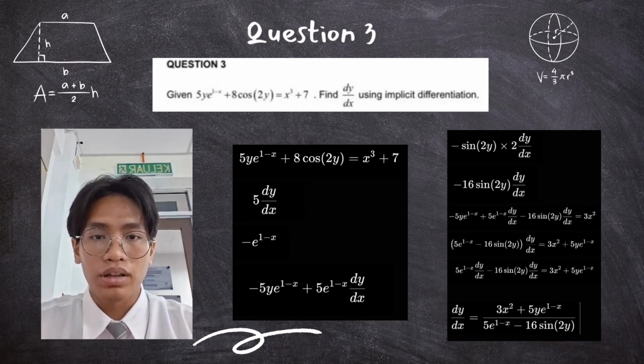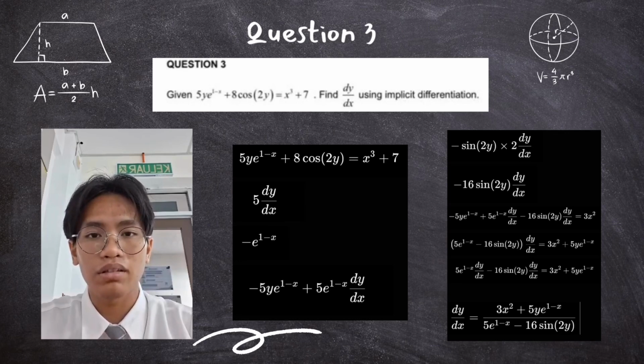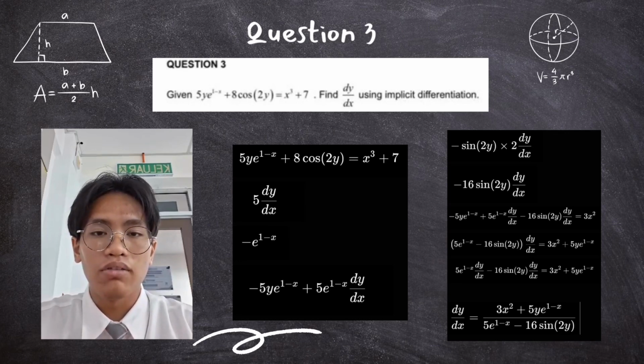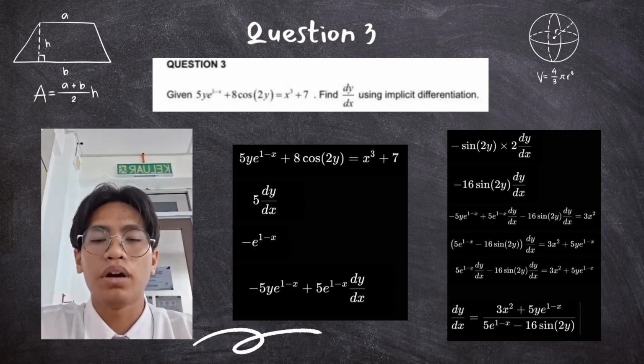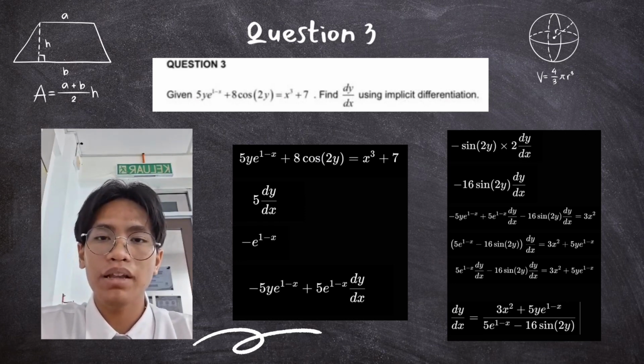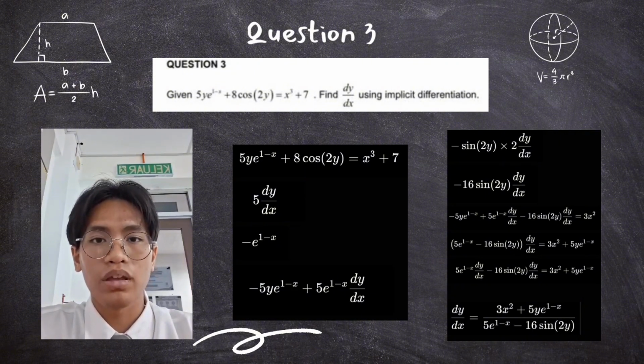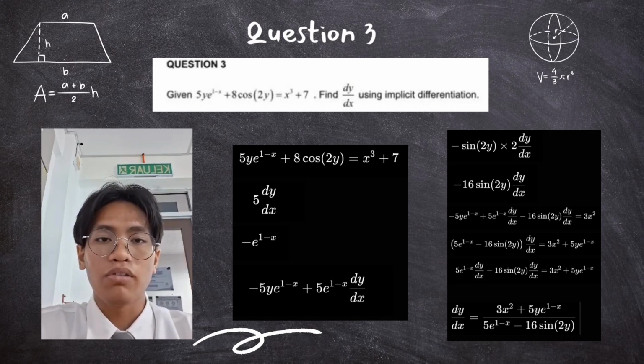Next, we collect all terms containing dy over dx on one side of the equation. This gives 5e to the power of 1 minus x dy over dx minus 16 sine 2y dy over dx equals 3x squared plus 5y e to the power of 1 minus x. Then we factor out dy over dx. We get (5e to the power of 1 minus x minus 16 sine 2y) dy over dx equals 3x squared plus 5y e to the power of 1 minus x.